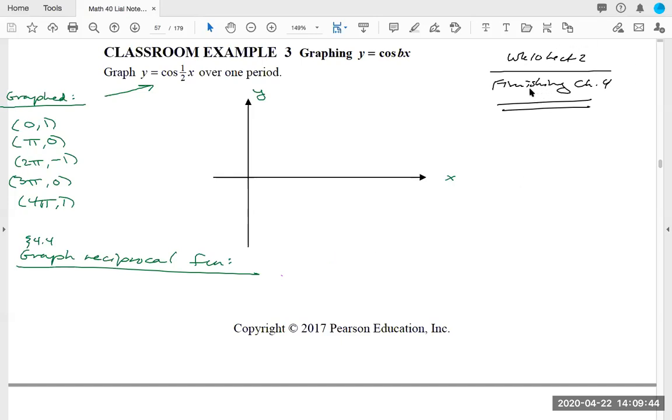Let's do something really dramatic. Whatever, it's good enough. Y equals secant 1/2 x. Okay, so to start, graph y equals cosine 1/2 x, using the process we've already discussed.